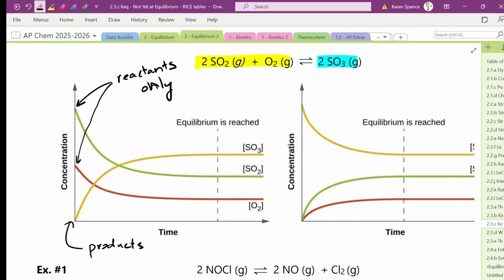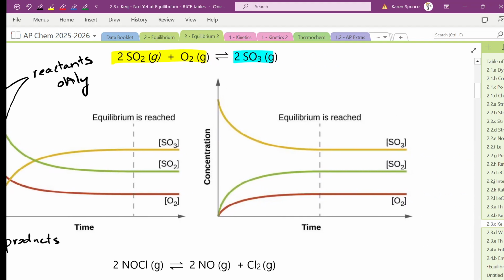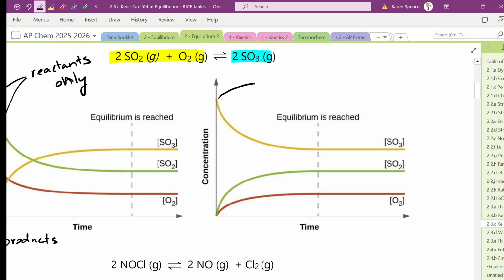In the situation on the right-hand side, we are starting with SO3, which is the product. So we're starting with products only. And the reactants are starting at 0. And over time, again, an equilibrium is reached.